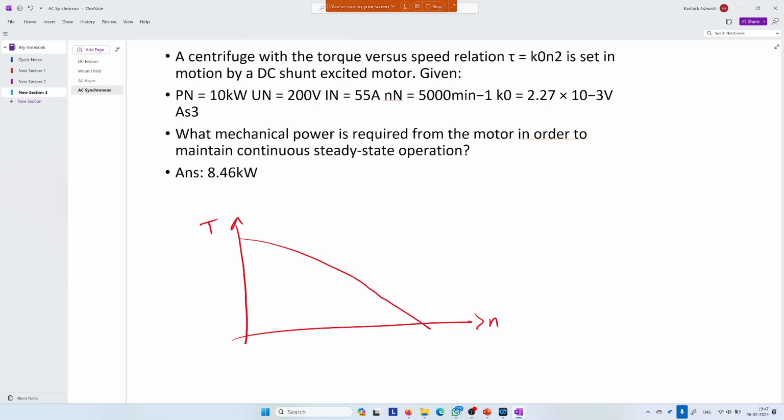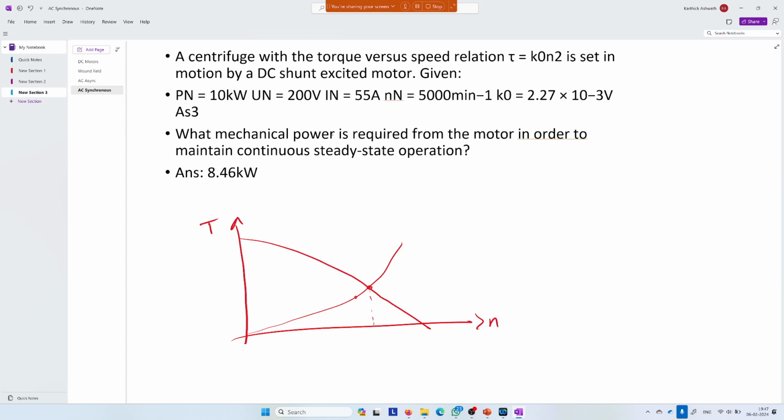Now it is connected to a centrifuge, which is some kind of mechanical device, right? Which is used to separate liquids and stuff. And as it speeds up, it needs more and more torque. So the torque demand of the centrifuge is like this. And we need to find this intersection point, which will be the operating point, because at this specific RPM, the motor is supplying the torque which is required by the centrifuge.